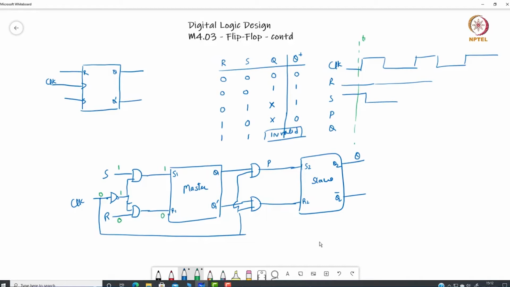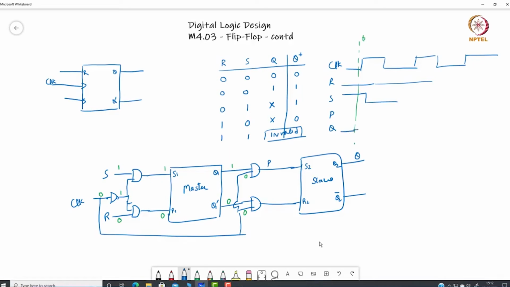Because this is 1, this is 0, set is 1, reset is 0. So Q will become 1 and Q dash will become 0. Clock is 0 at this time, this is 0 at this time. So my output is going to be the previous state, and let us assume the previous state is 0.